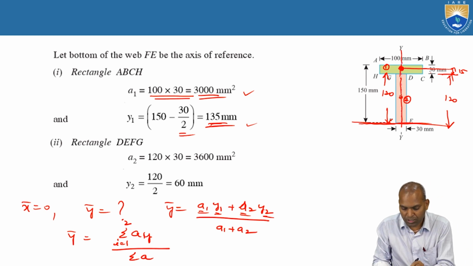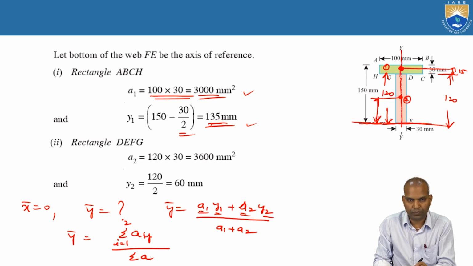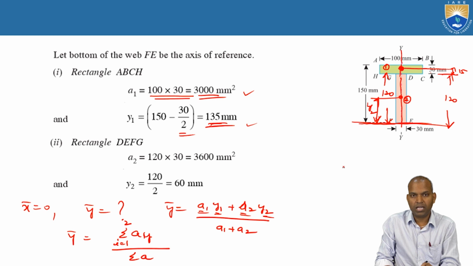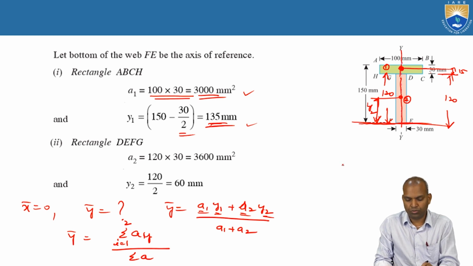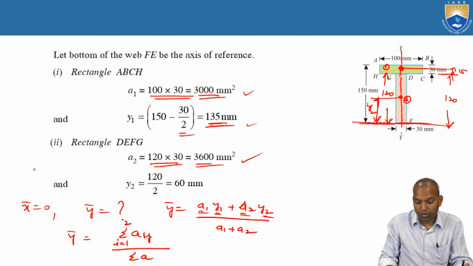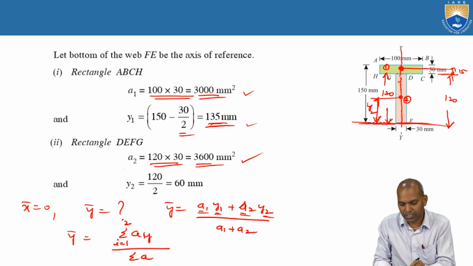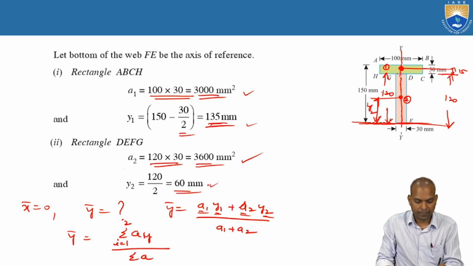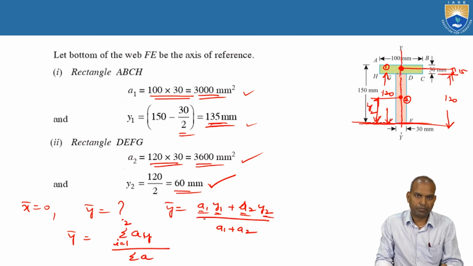Next, what is the Y2 distance from the baseline to the centroid of section 2? That is Y2. What is A2? The area of section 2 is 120 times 30, that is 3600 square millimeters. Y2 is half of section 2, since the centroid lies at half of this distance. That is 120 by 2, that is 60 millimeters.